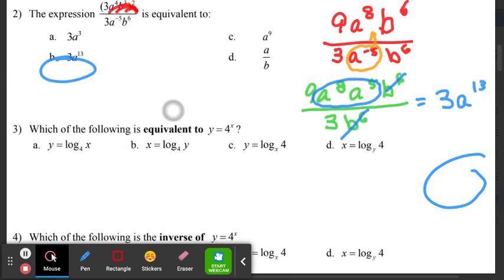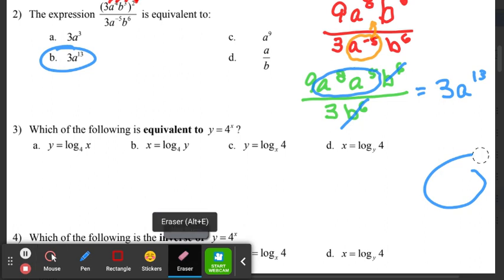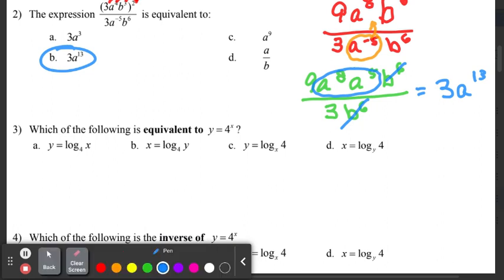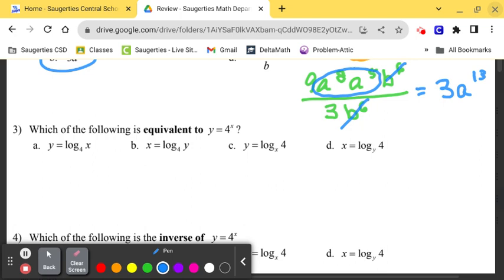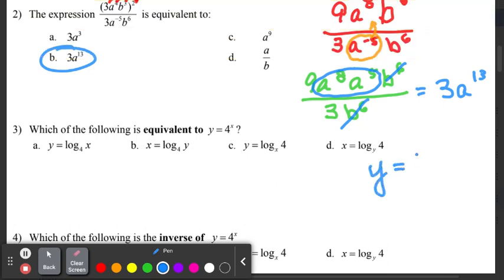Which of the following is equivalent? It's weird that circle stayed put. Which is equivalent to y equals 4 to the x? So when I look at this problem, all of the options are written in logarithmic form. Now, it's not asking for the inverse. It's just saying what is equivalent. So I'm going to rewrite this. Y equals 4 to the x. So remember, 4 is your base, x is your exponent, and then the y equals is your number. That's exponential form. Equivalent with a log just means you're rewriting it in log form.